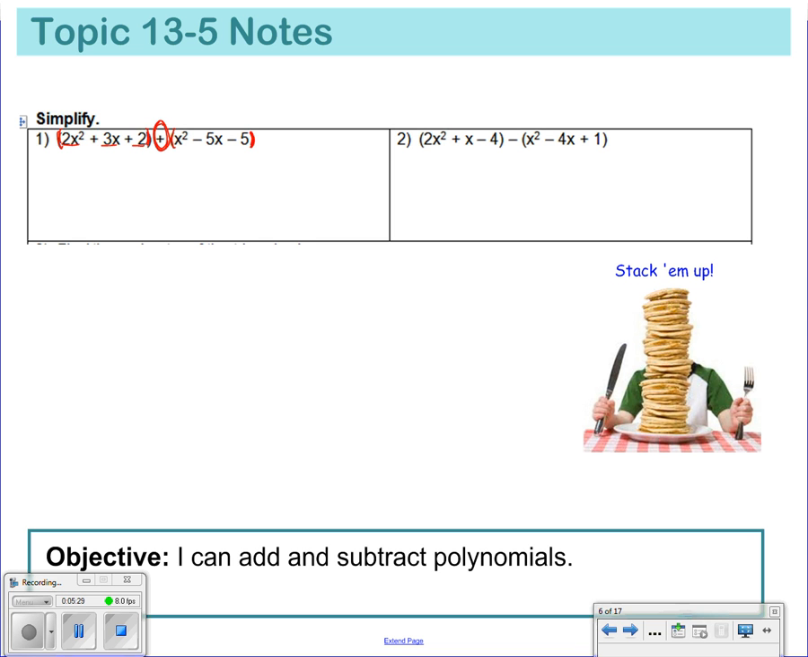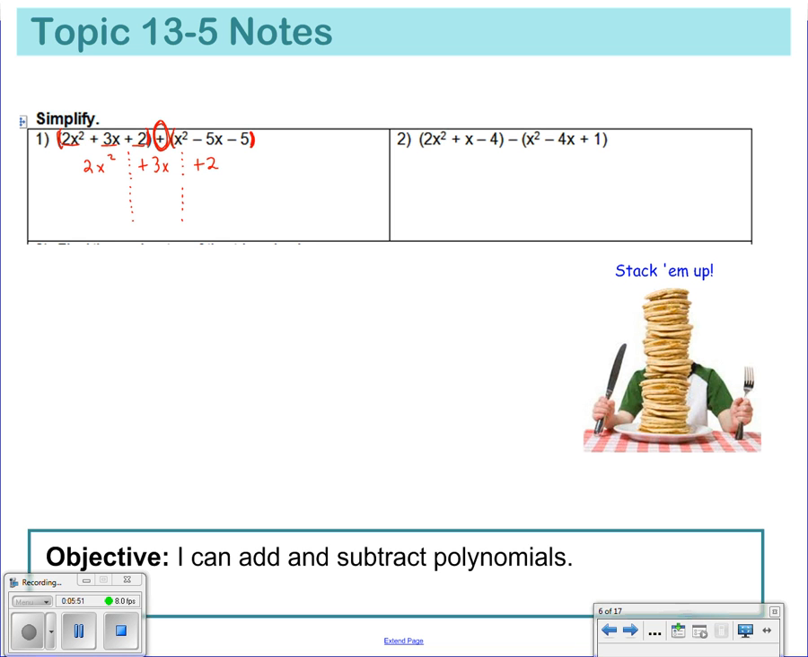So I'm going to make three columns and separate my terms. From the first parenthesis, I have a 2x squared. That's in my first column. Draw me a little dotted line to show columns. And then I have a positive 3x, and then draw another dotted line, and then a positive 2. So in my first row, this is in my first parenthesis.